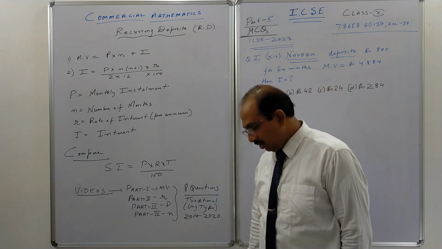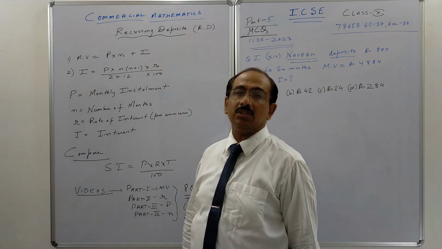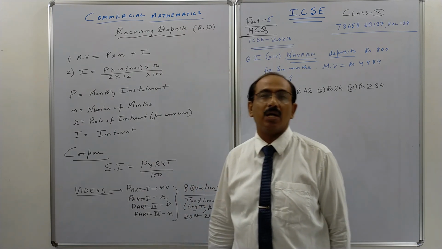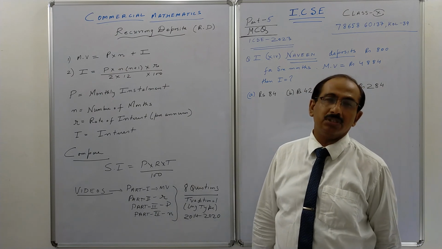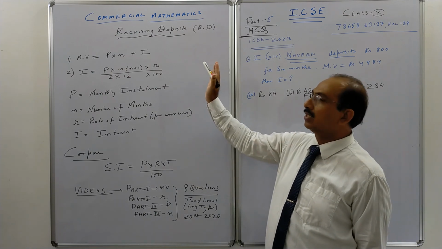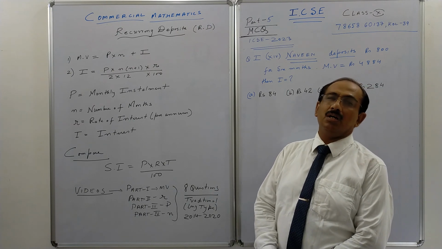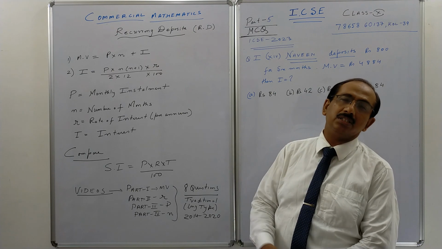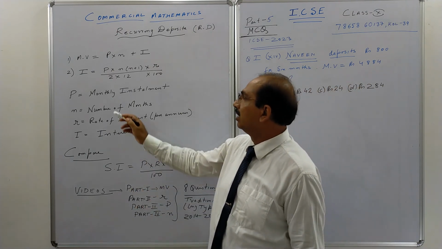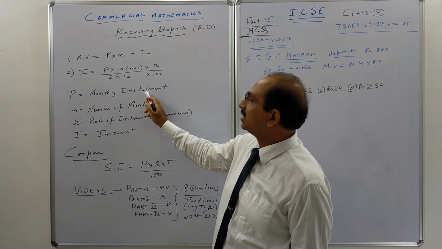So here we go. Under banking there is only one chapter. Previously we used to have saving bank deposit and recurring deposit, but now we have only recurring deposit. Recurring deposit, children, means every month a person like us puts a certain sum of money in the bank, and that is called monthly installment. Don't confuse this with EMI.